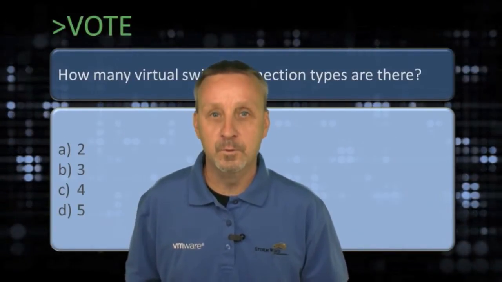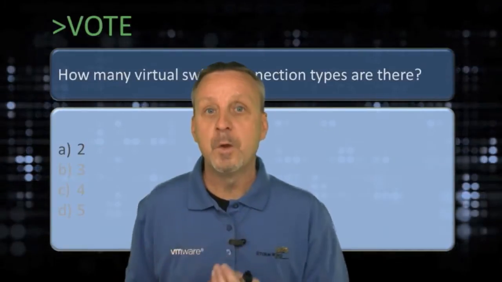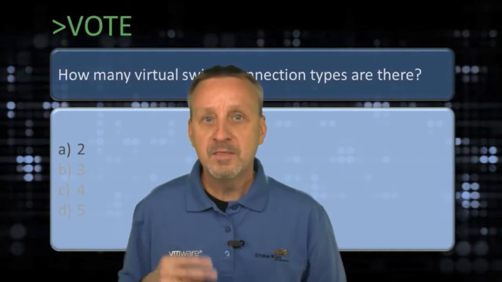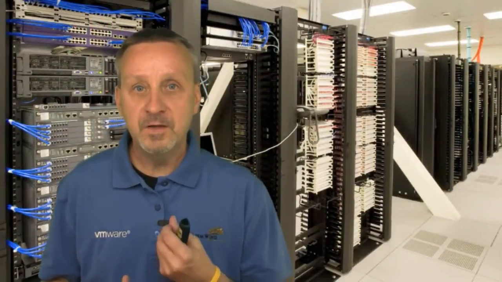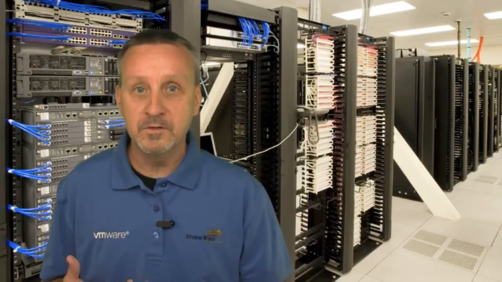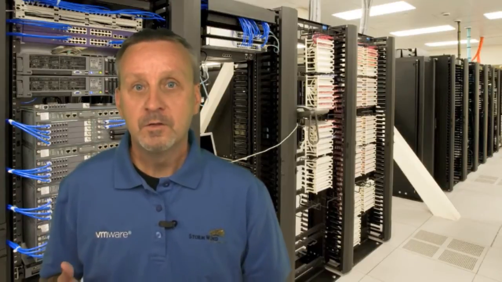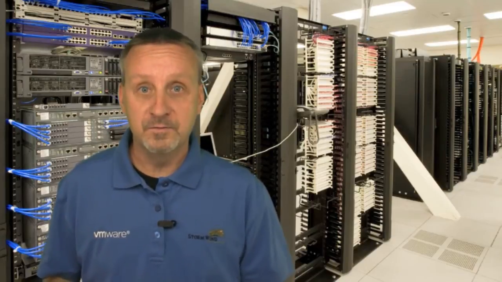The answer is 2. The 2 connection types that we have are a VM port group, which allows our virtual machines to communicate with each other or to the outside world. The second connection type that we have is a VM kernel port. A VM kernel port is used for management, IP-based storage, and vMotion. So it's a very important part of our network configuration.